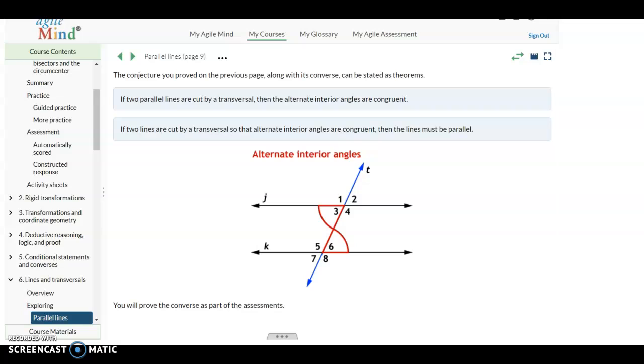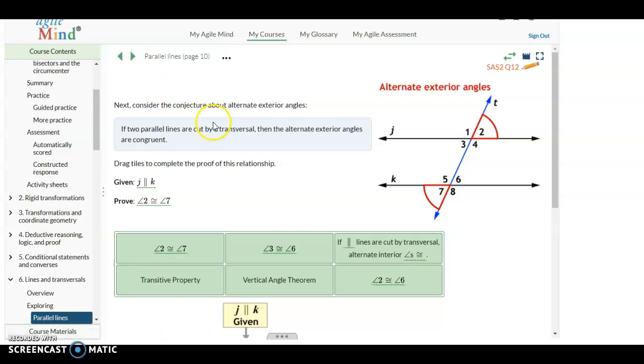So now that we have proven that conjecture, remember it's called a theorem, so we just proved what's called the alternate interior angles theorem. Remember, both the theorem and its converse are both true. We could write that as a biconditional statement if we so wanted to. So let's look at our next proof.